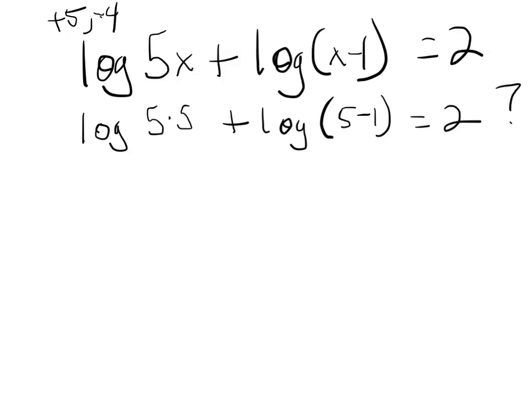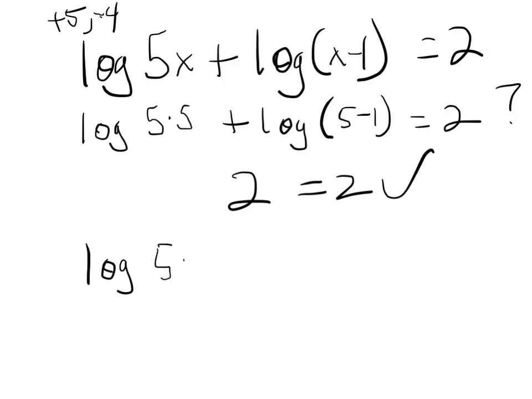I get log of 25 plus log of 4. Yep, my calculator says that's 2, and 2 equals 2. So I checked it, and I'm good to go. Alright? Then we go and say, alright, let's look at negative 4. So we get log of 5 times negative 4 plus log of negative 4 minus 1.